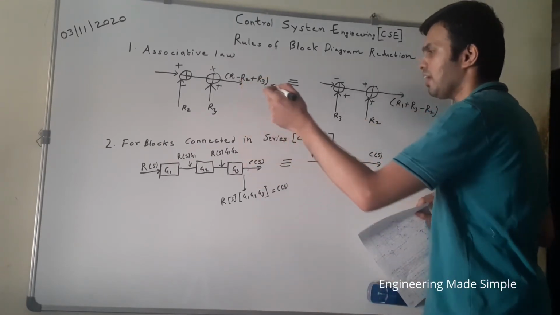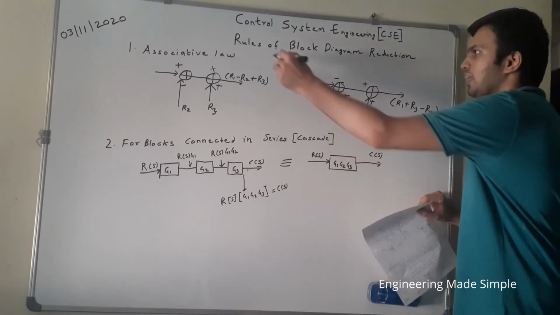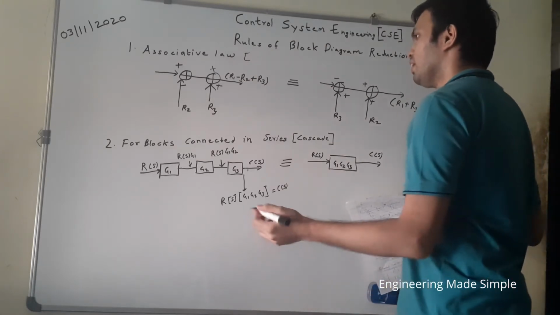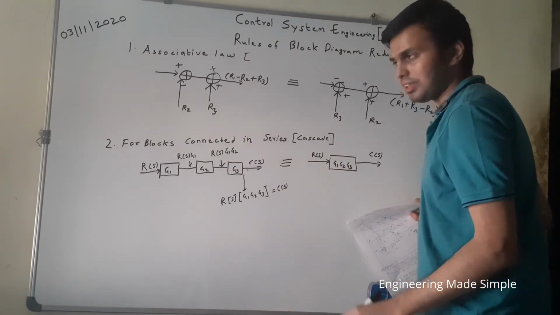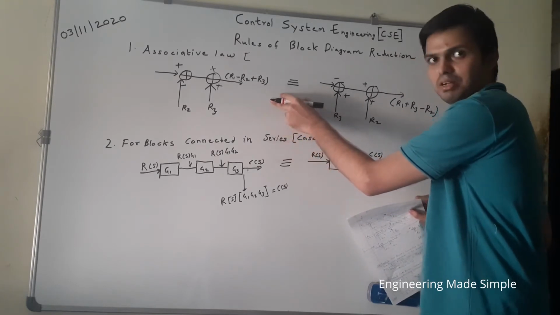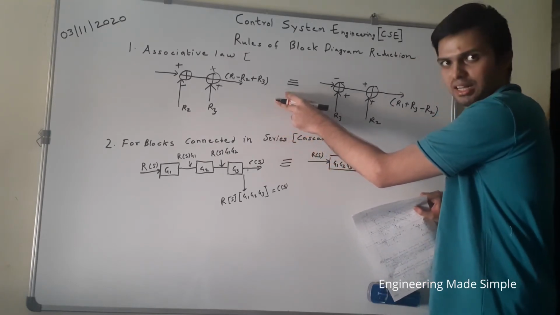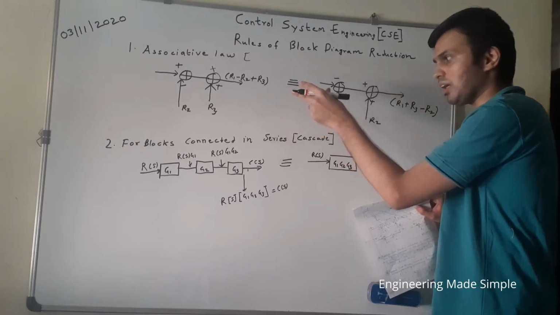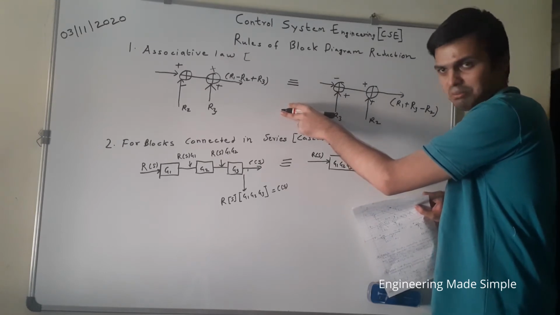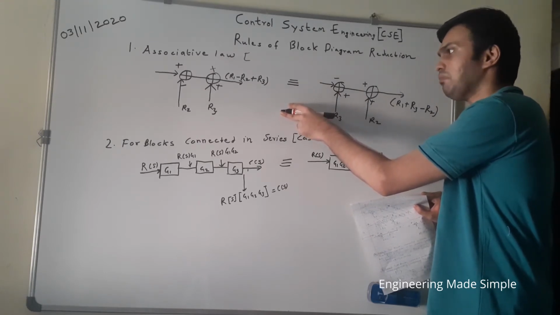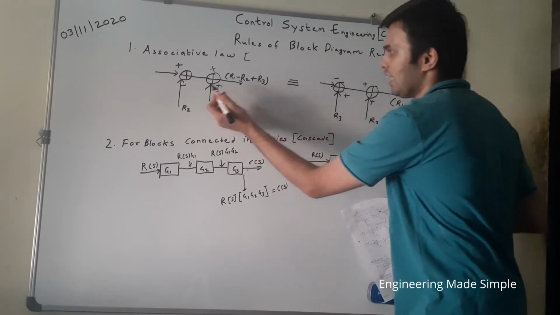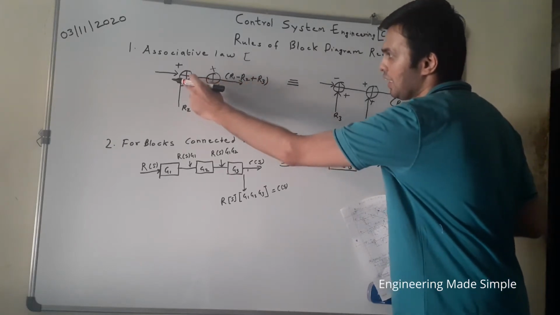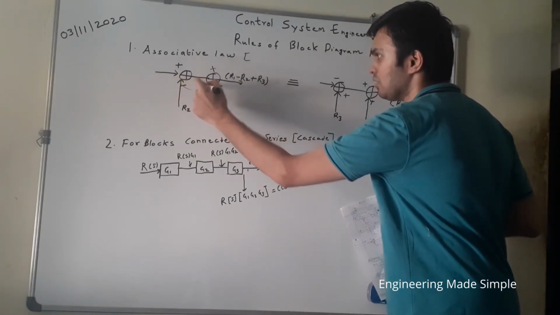Now the first rule is associative law, or simply we can also say interchanging of summing points. Now when we study these rules, keep this in mind. These rules are nothing but mathematical manipulations in a block diagram which are used to simplify the given complicated block diagram into a simple block diagram whose transfer function can be easily derived. So for that matter, we study these rules, and we have here two summing junctions. Now, why is this associative law? Because we can interchange these two summing junctions.